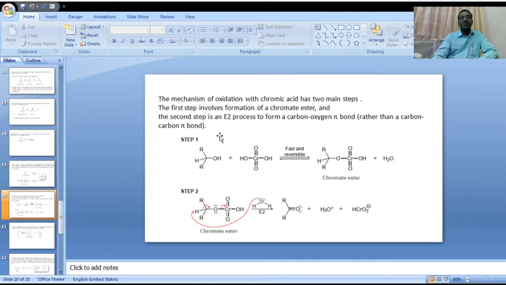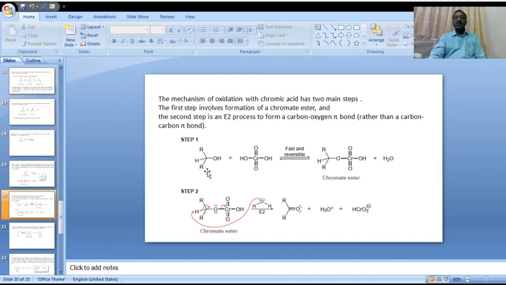Please observe. The mechanism of oxidation with chromic acid has two main steps. The first step involves the formation of the chromate ester. In primary and secondary alcohols, alkyl groups are attached to the alpha carbon. This alpha carbon center is attached to only one hydroxyl group.